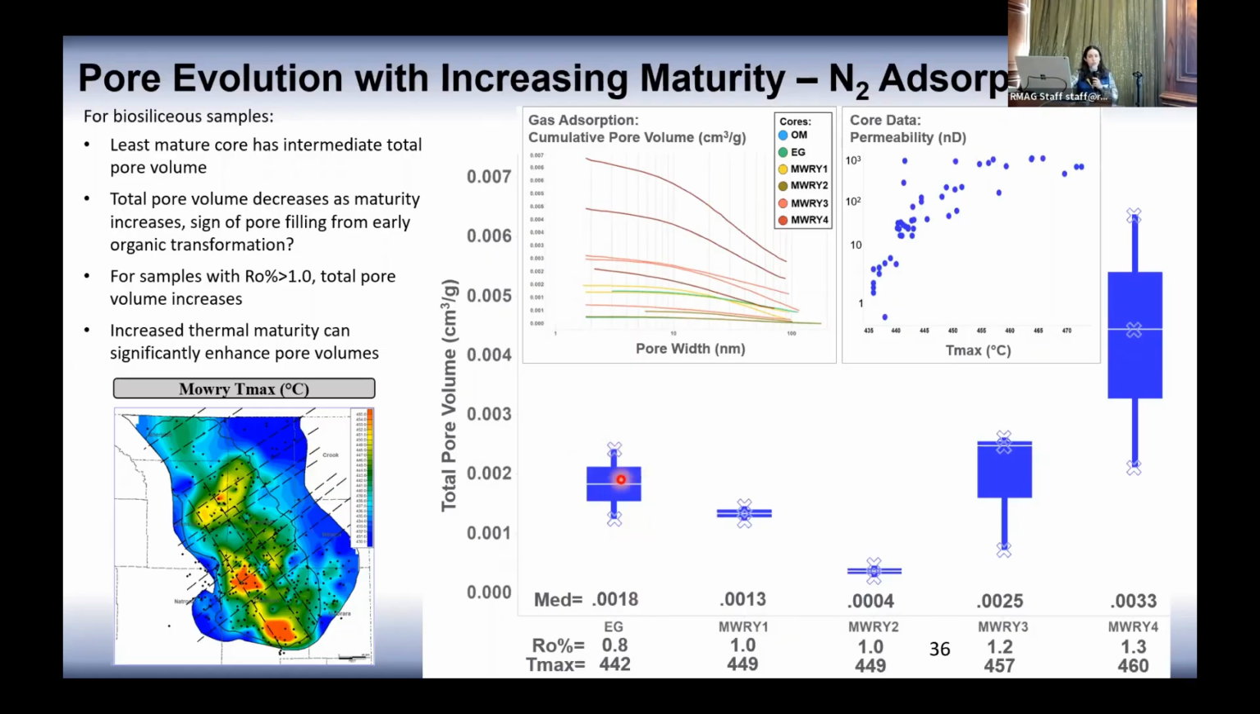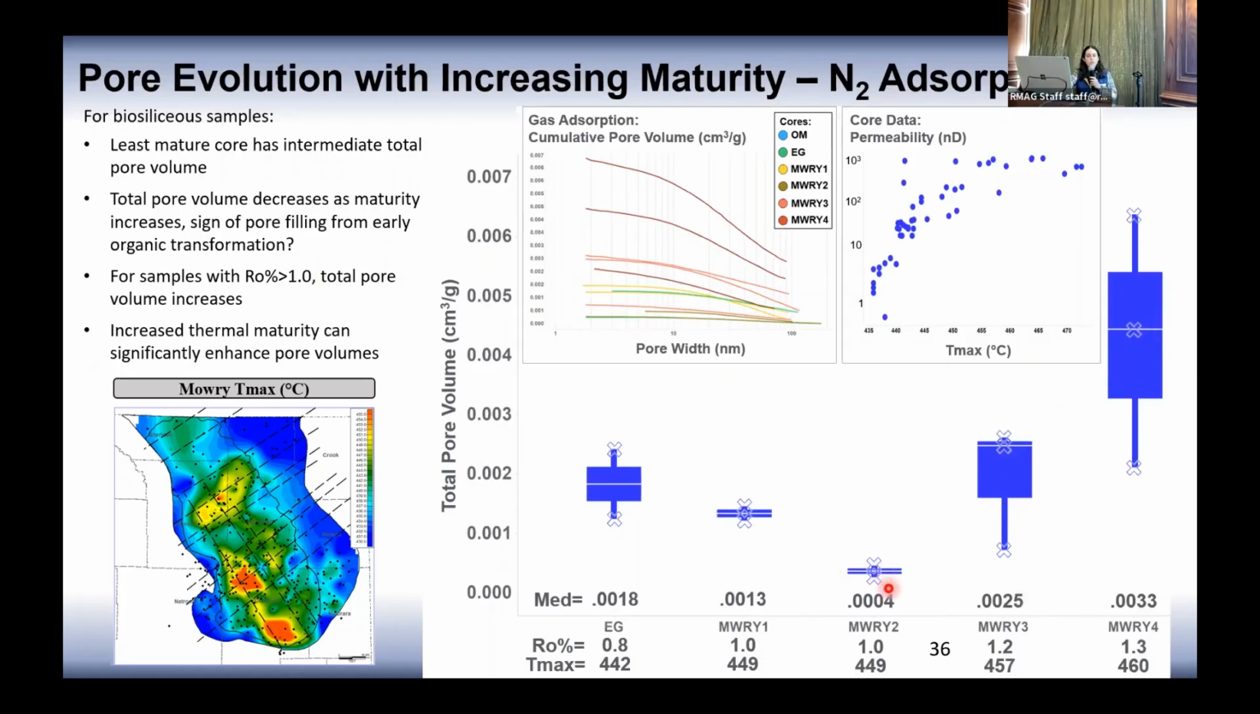It hasn't gone through really much transformation yet. As you start to increase the thermal maturity and get closer to about a 1.0 in these Mowry 1 and Mowry 2 cores, you lose some of that pore volume, perhaps from early organic matter transformation. I don't know, it's still kind of a question mark in my mind. But then as you continue maturing these samples and you get up to a 1.2 and then increase it even further to a 1.3 in these cores, Mowry 3 and 4, that total pore volume dramatically increases.